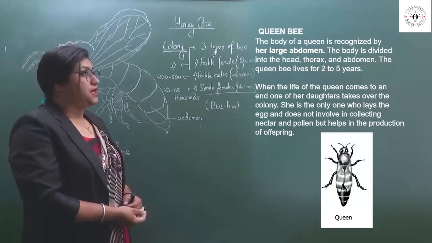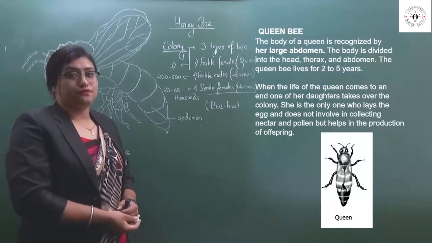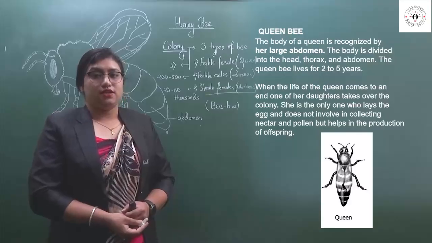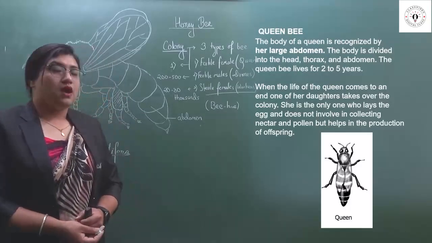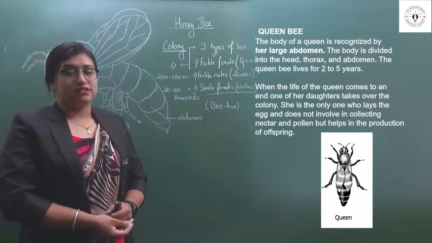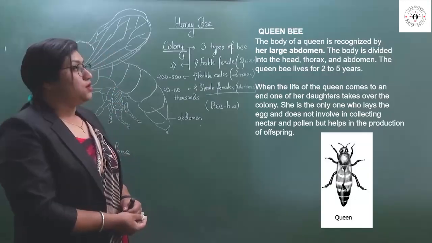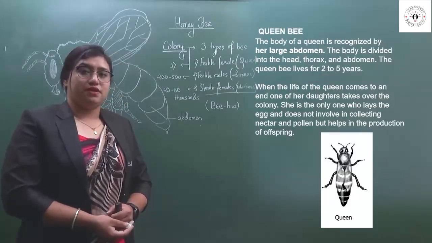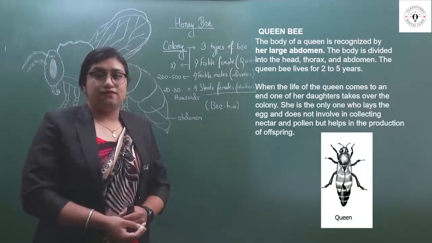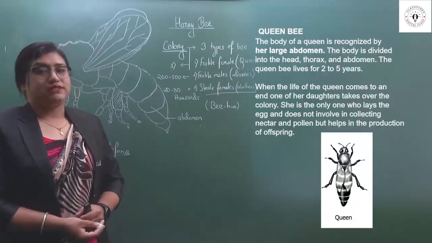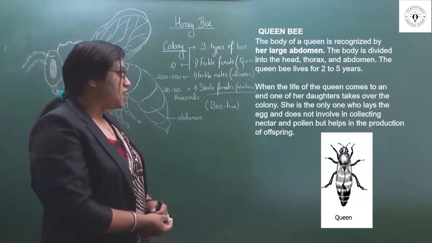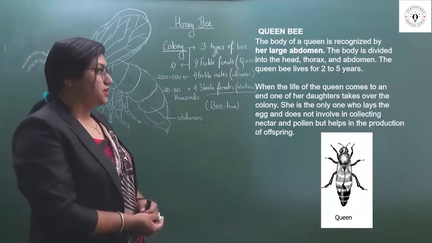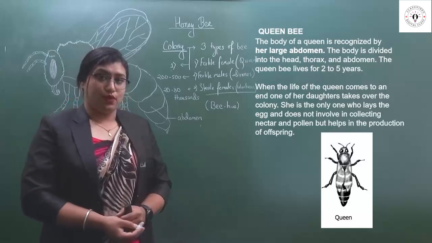Because we already know that the queen bee lives only for 2 to 5 years, after that, when the beehive is without a queen bee, or if she is absent or dies out, one of the daughters takes over, because all the individuals in a colony are from the same mother. So that's why one of the daughters of the same queen bee will take over the colony. She is the only one who lays the eggs and does not get involved in collecting nectar and pollen.